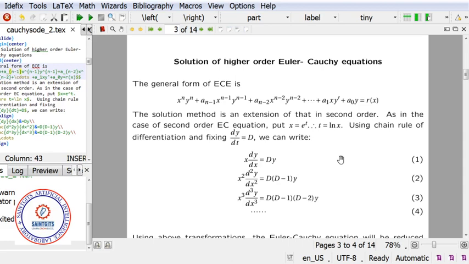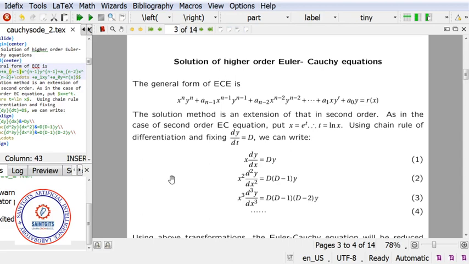It is important to note that in the standard form of the higher order Euler Cauchy equation, the coefficient of the leading term should be 1. Here the leading term is x raised to n into the nth derivative of y, and the coefficient is 1. Otherwise, if in a problem it is not like that, we should divide the entire equation by the leading coefficient to make it 1. The solution method is an extension of that in second order.